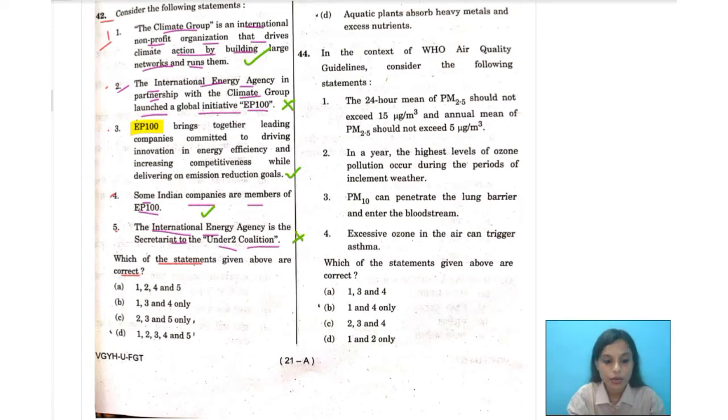So your correct answer would be option B. Option B says you have 1, 3, and 4 as the correct statements. All right. Now, let us move over to the next question.